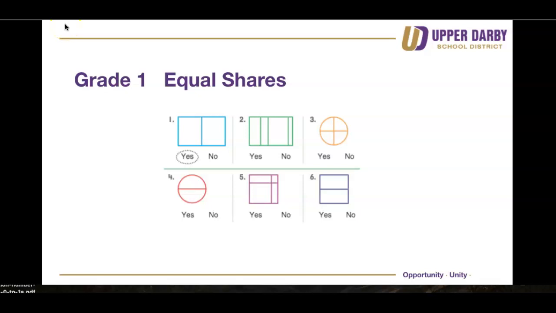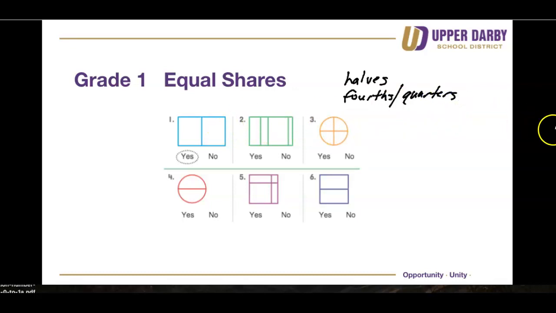So, first grade, all they did was something called equal shares. They would show the kids a shape and they would ask, is it equal? They would start to use certain math vocabulary like halves and fourths. They would also use the term quarters. That's it. That's all it is.